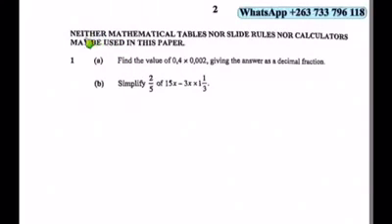So here the golden rule of paper 1 is to use neither mathematical tables, slide rule, nor calculators. So we'll do the mental work here. For number 1, find the value of 0,4 times 0,002, giving your answer as a decimal fraction.